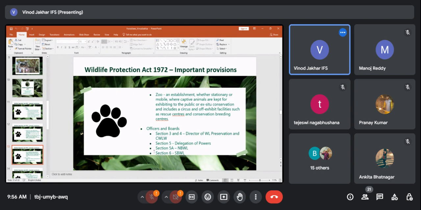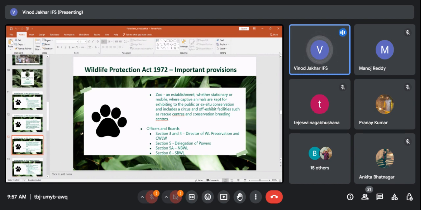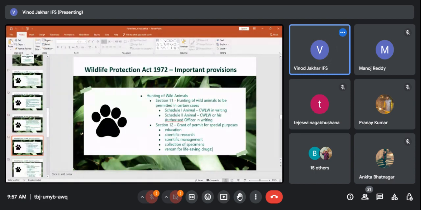Section 5A talks about the National Board for Wildlife. All of you must have studied about NBWL. The chairman is the Honorable Prime Minister and the Forest Minister is the member. And to alter the boundaries of any protected areas, you need the approval of the National Board for Wildlife. Again, Section 6, State Board of Wildlife has been created, not very significant.